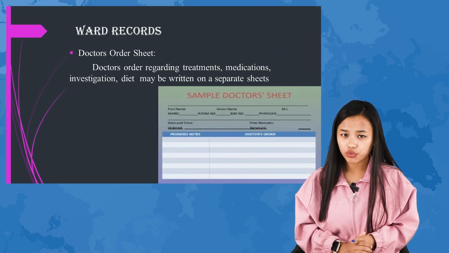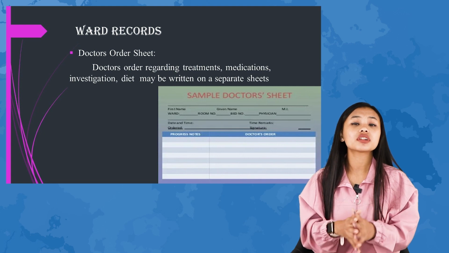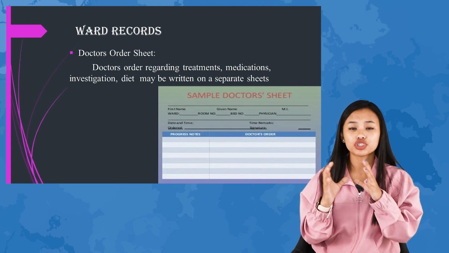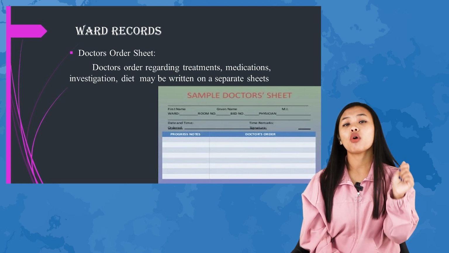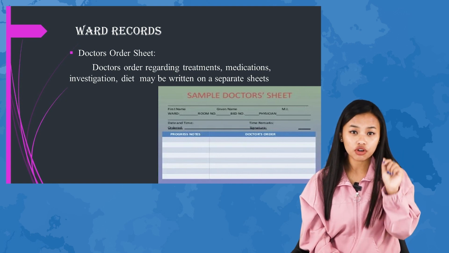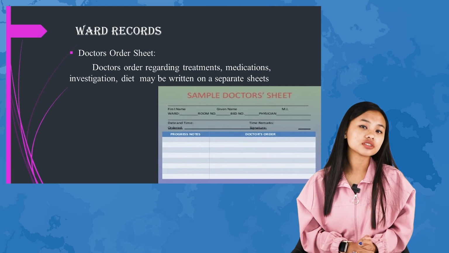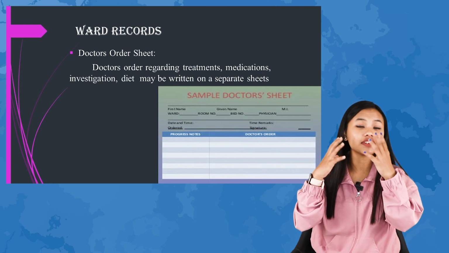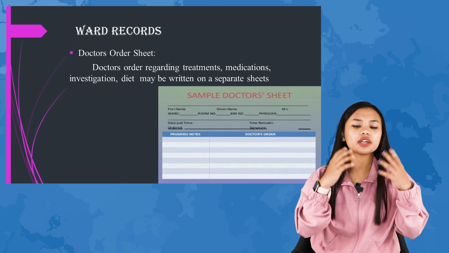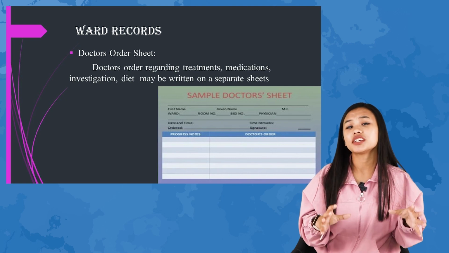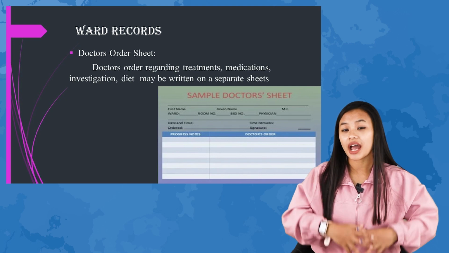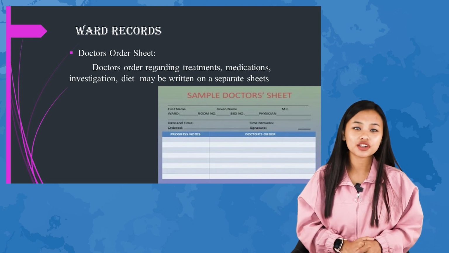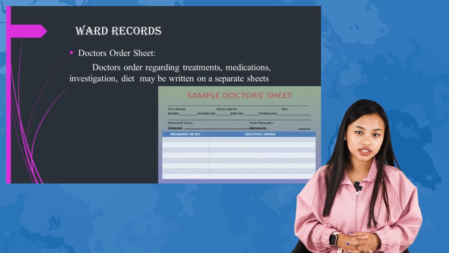The next record usually maintained in a ward is known as the doctor's record sheet. This is simply a sheet where all the doctor's orders are documented: the orders related to the treatment, the investigations, the medications, and also the diet which the doctor has prescribed for that particular client.